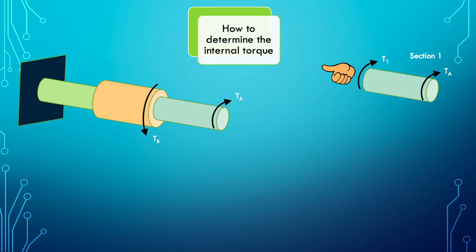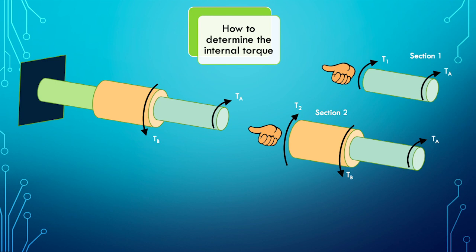To find the internal torque in section 1, we have to cut section 1 out. Then we put back the TA as the applied torque, and we put the internal torque at the cutting point. In this case, we note the internal torque at section 1 as T1. The direction of T1, we just assume in any direction, but it is easier to use the right hand rule, where the thumb points outward from the cutting point. Then the direction of the other fingers represents the assumed internal torque direction.